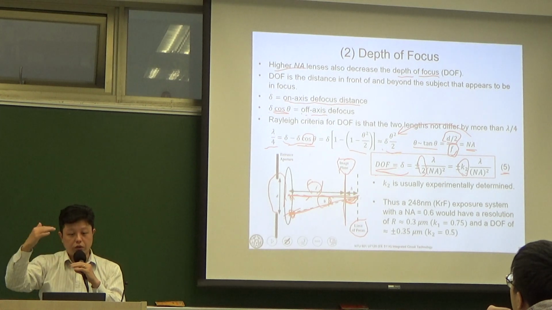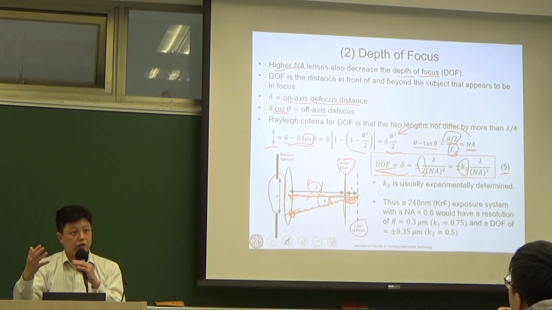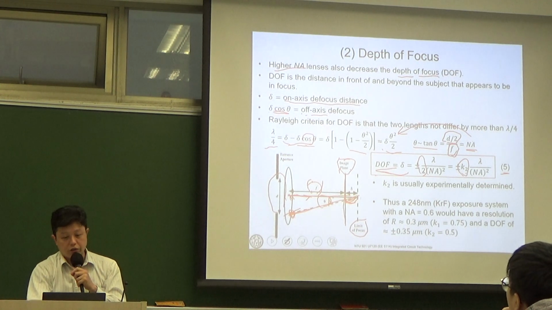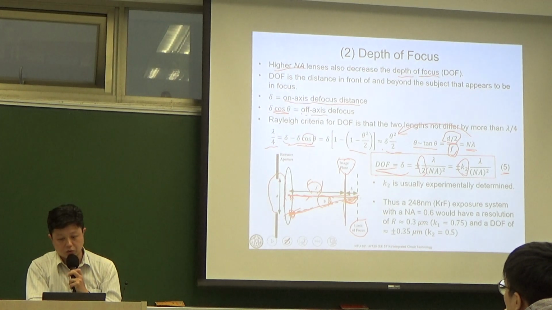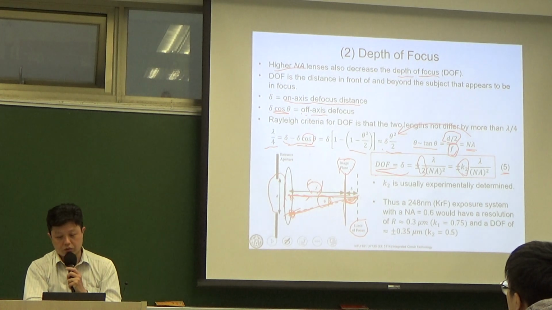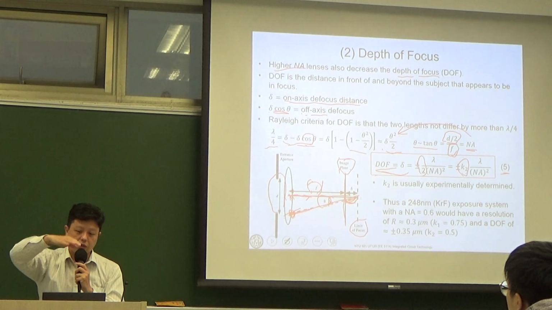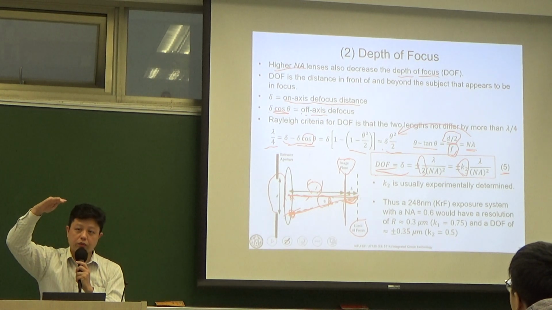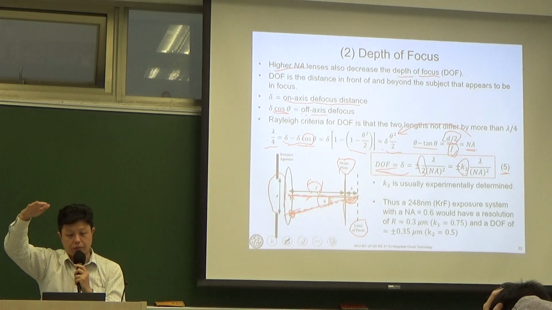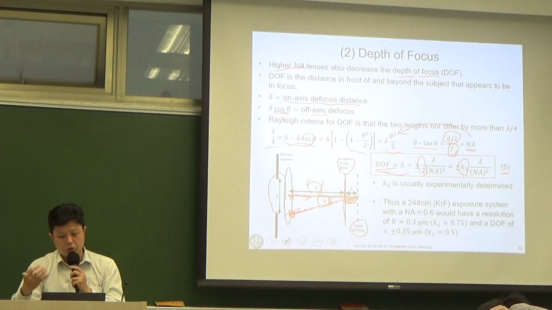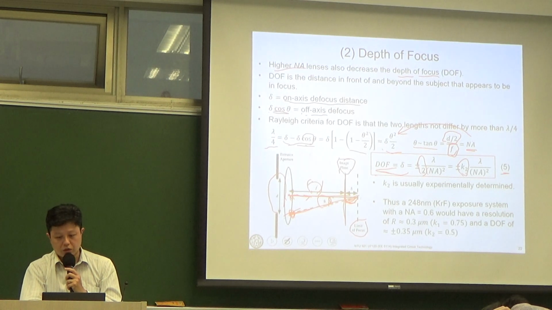So you want this DOF larger, so it allows you to focus at the same time and get a clear image. But if this DOF is very small, then if you focus on the bottom, the lower level, your upper level will defocus. If you focus on the top, your bottom will become defocused. So in this case, we want this DOF to be as large as possible.